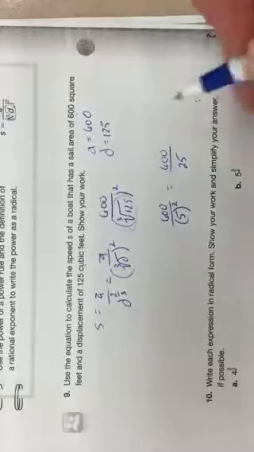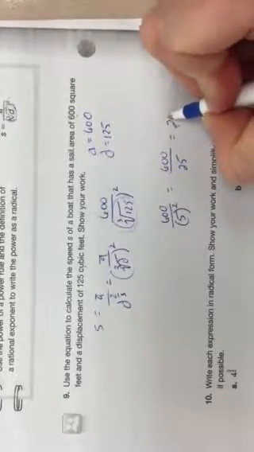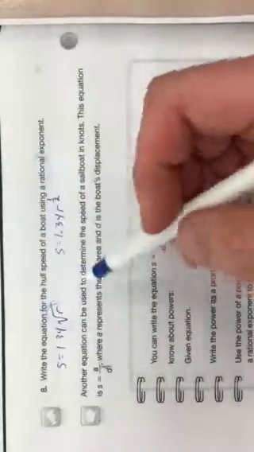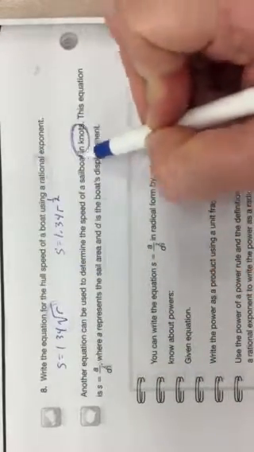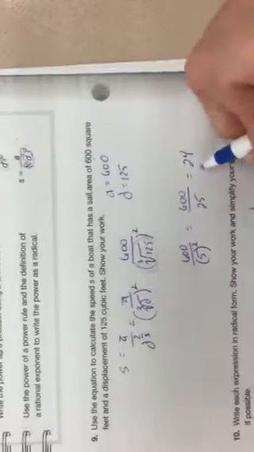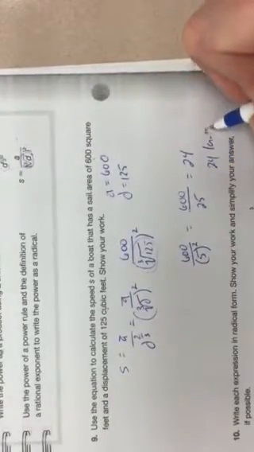And then 600 divided by 25 is 24. So the speed of the sailboat, now they did give us the units for speed. It's in knots. So the speed of the sailboat is 24 knots.